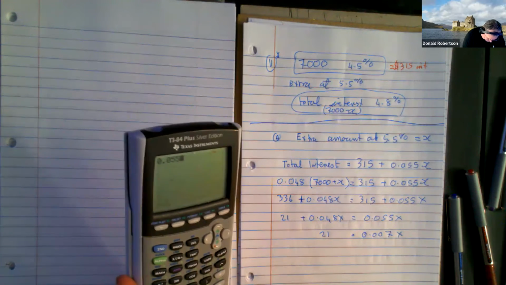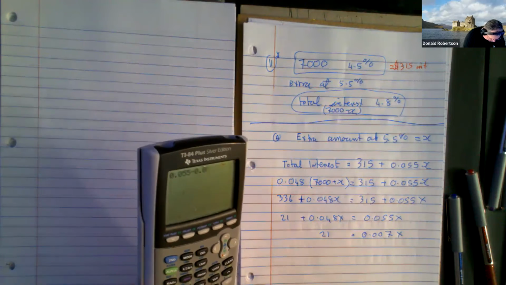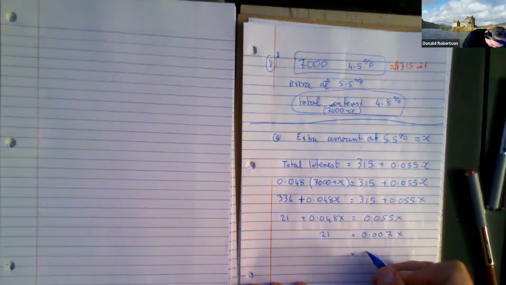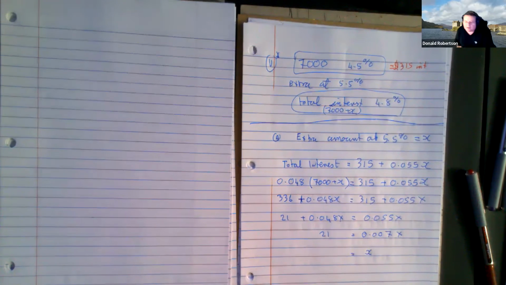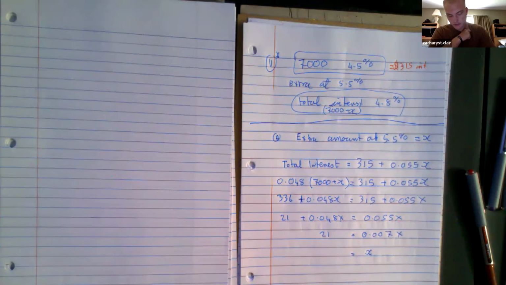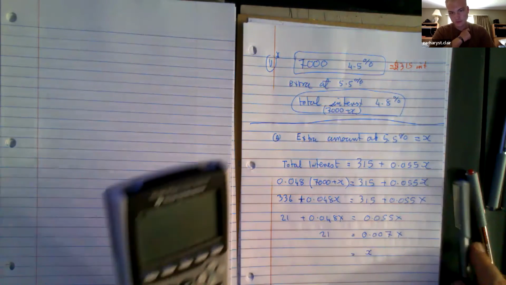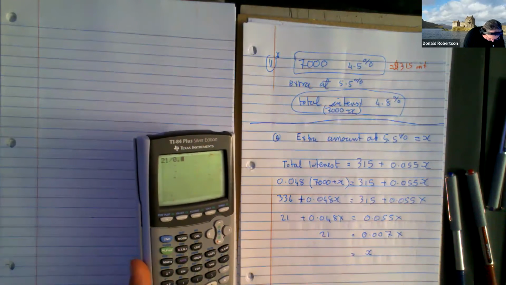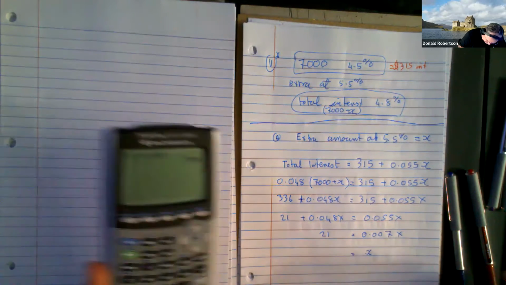0.055, take away 0.048, and I was right. Okay. Now, what do I do to both sides? Divide. Right, divide by 0.007x. So 21 divided by 0.007 comes out as 3,000.